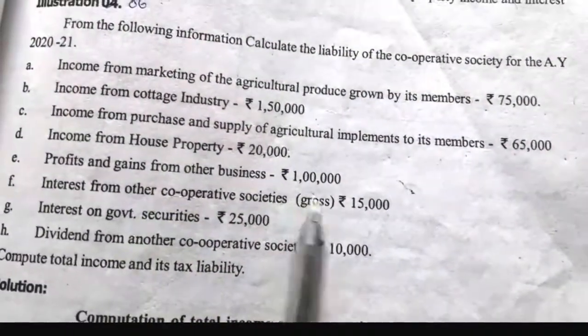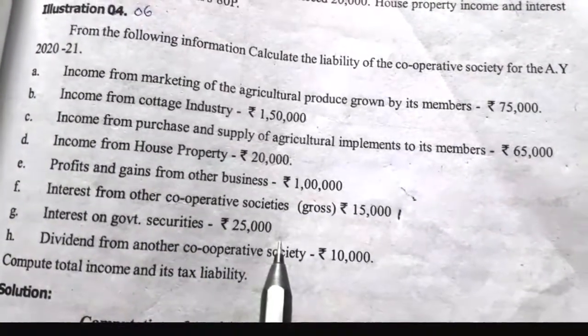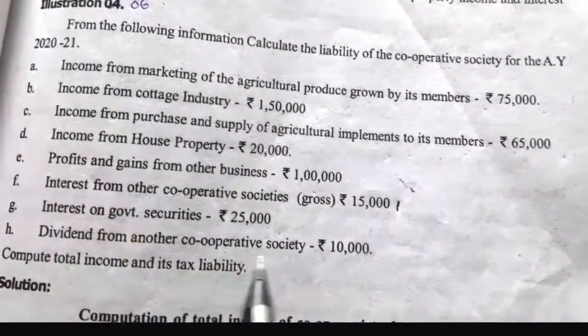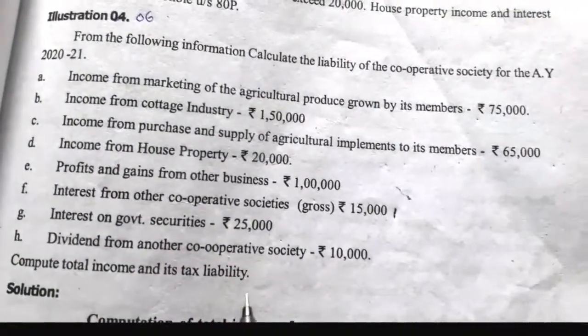Interest from other cooperative societies, gross value rupees 15,000. Interest on government securities, rupees 25,000. Dividend from another cooperative society, rupees 10,000. Compute total income and its tax liability.